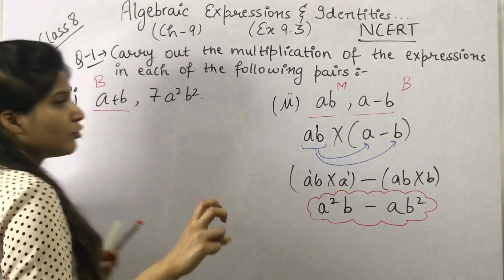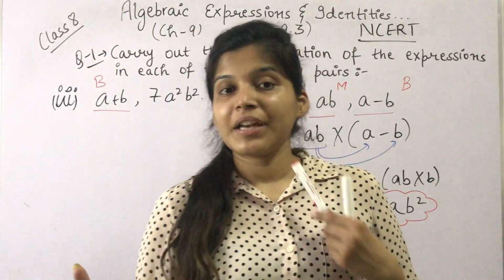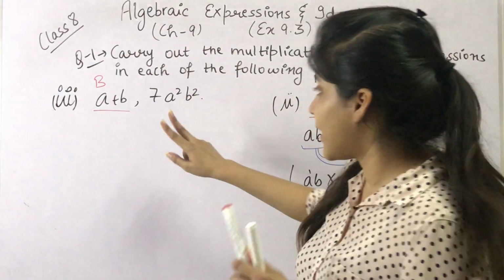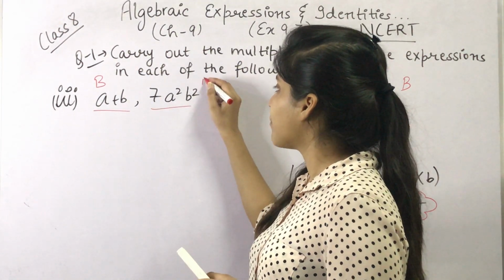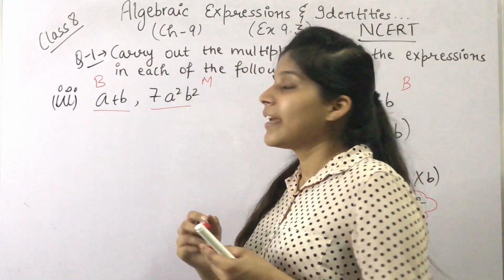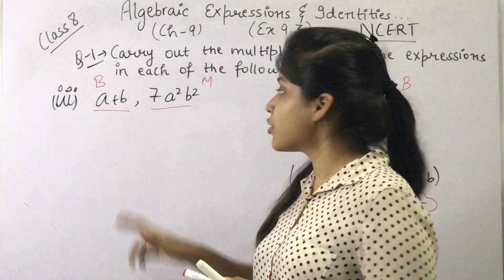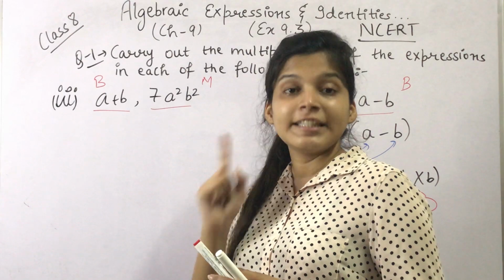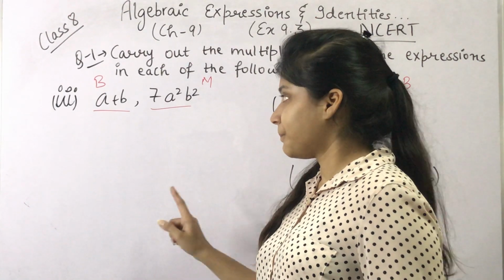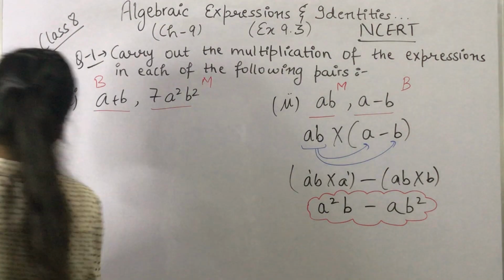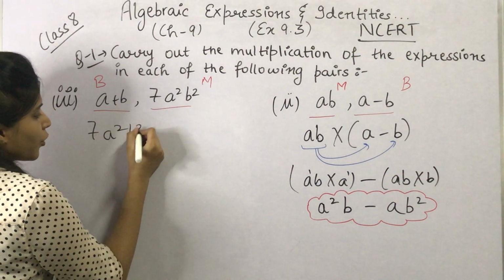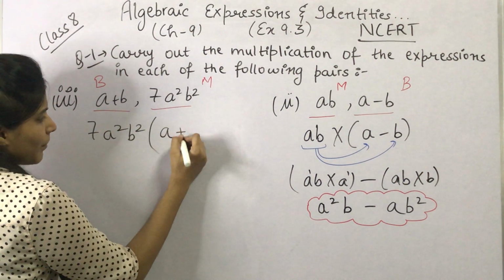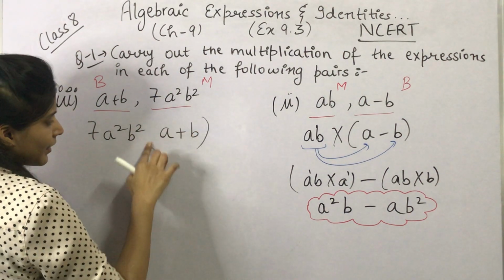अब इसमें plus आ गया तो मतलब A and B are separate terms और ये two terms हैं. That's why it is a binomial expression. And 7A square B square ये एक monomial expression है because इसके बीच में कोई भी operation नहीं है. So this is a single term. ठीक है. So now we will multiply it. तो अब हम 7A square B square मोनोमियल टर्म को पहले लिख लेते हैं एंड A plus B से मल्टीप्लाई कर देंगे.